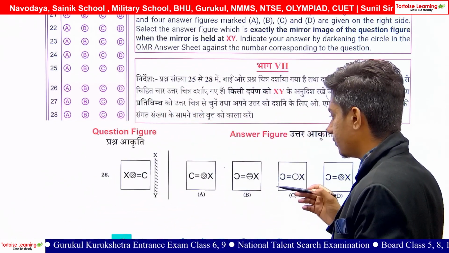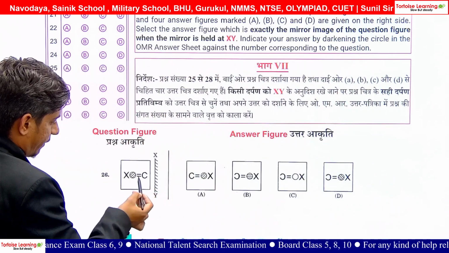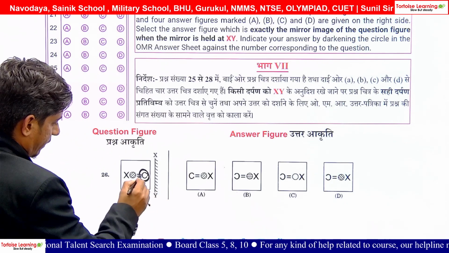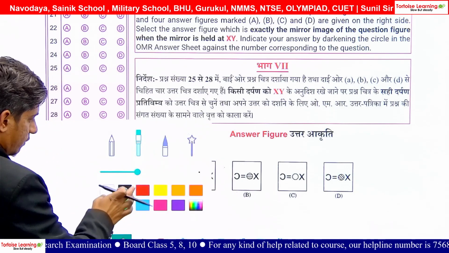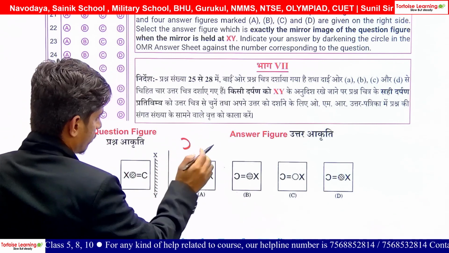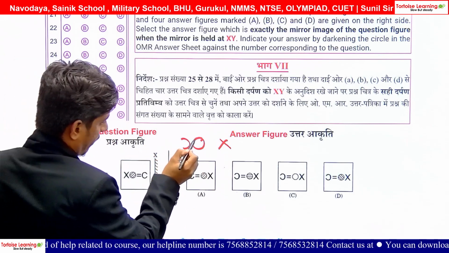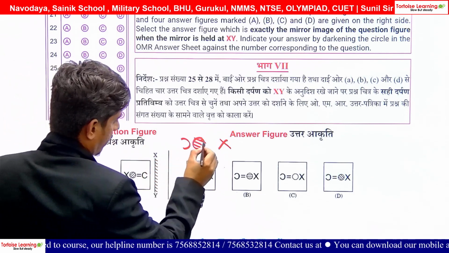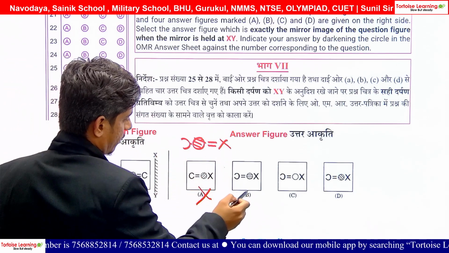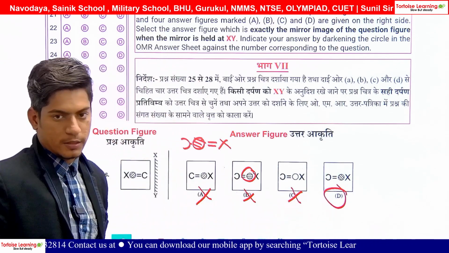Okay, so this side will become left and this will become right. This will also be the mirror image of this, X will be here, and the mirror image of C is this one, the mirror image of X is this one. This is equal, this will also be equal. We want this type of figure. This is wrong, this is wrong, because this circle is wrong, this is also wrong. We are left with this option D.